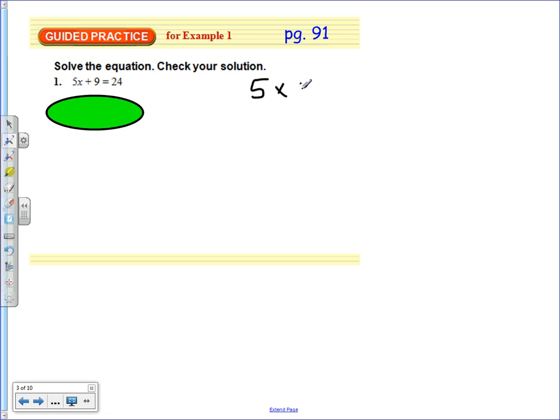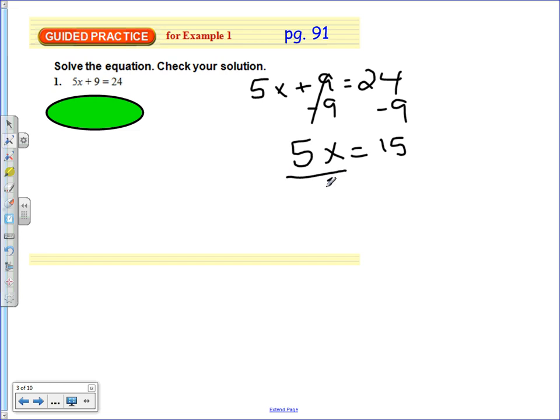We have 5x plus 9 equals 24. We need variables on one side, numbers on the other. To get plus 9 to the other side, we do the inverse operation, which would be to subtract. We're left with 5x here. 24 minus 9 would give us 15. Opposite or inverse of multiplying is to divide. 15 divided by 5 would give us 3.